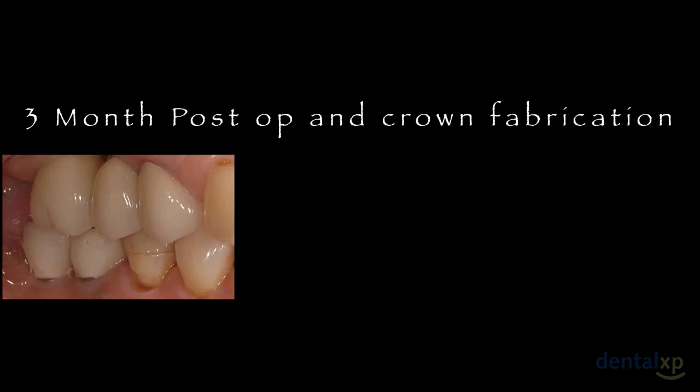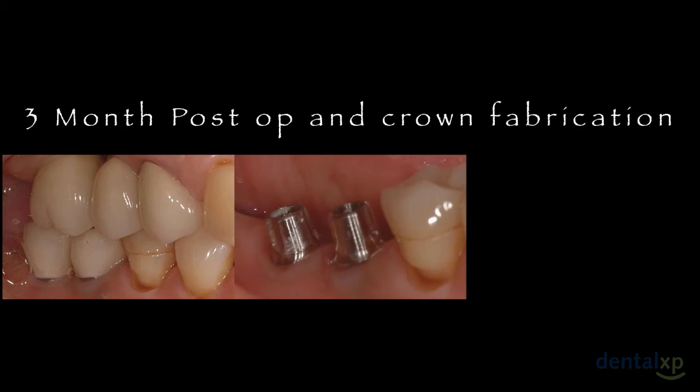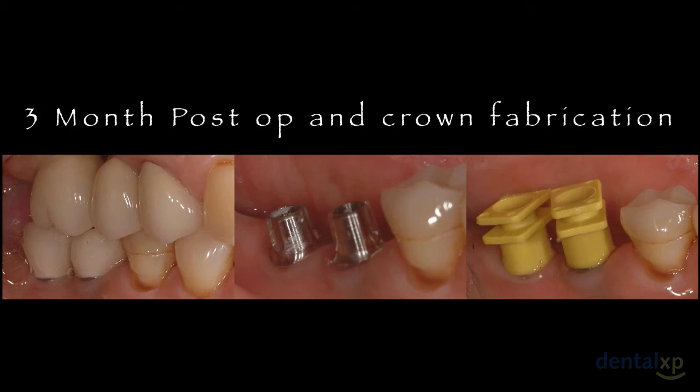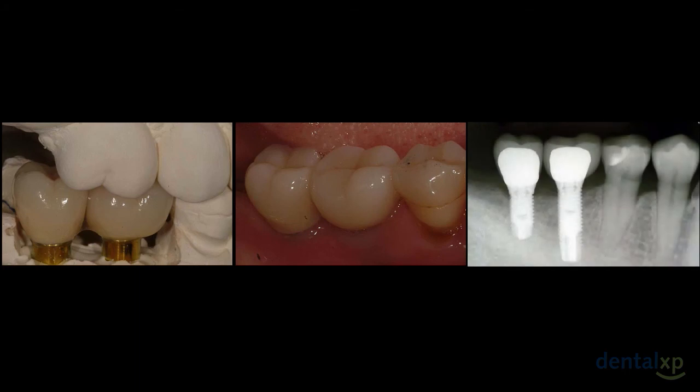This is the 3-month post-op of the implants. This is the provisional restoration that was created. The abutments that we had used, some snappy abutments here, and making the impressions to create the crowns. Here we have 2 zirconia restorations that were cemented and the restorations at placement.